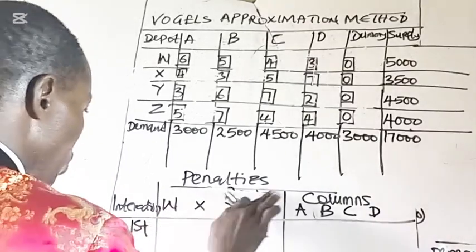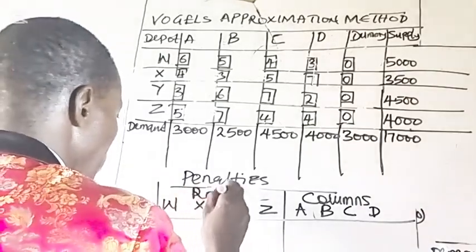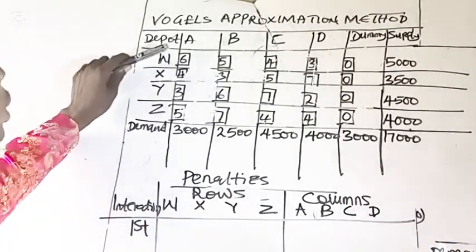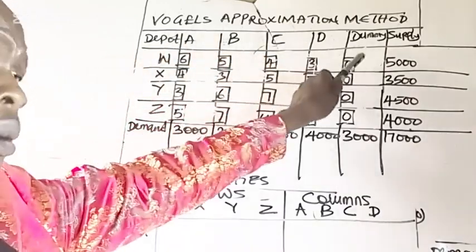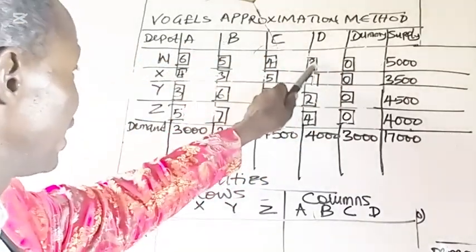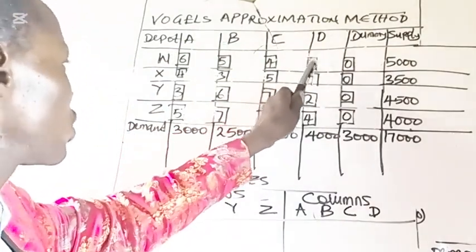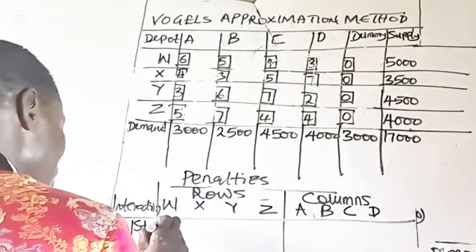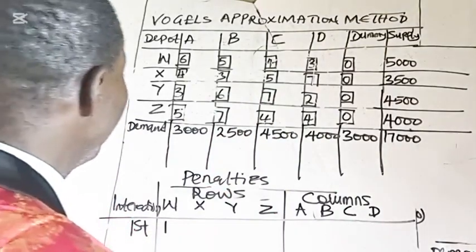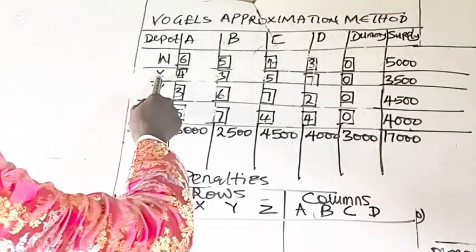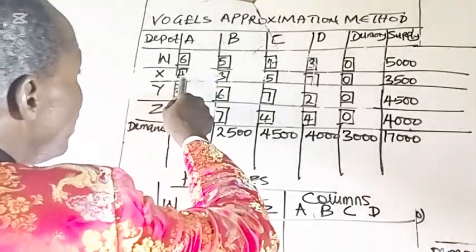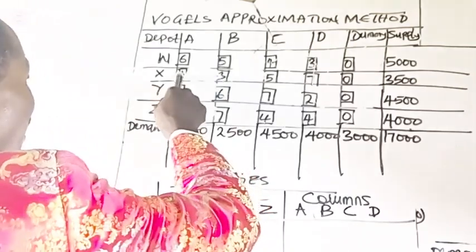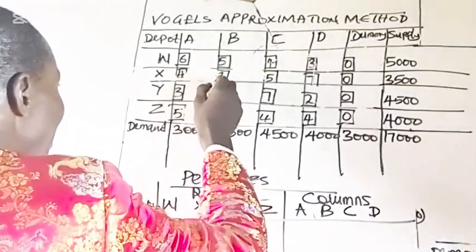So this is rows. The first row is row W. You look for the least cost, ignoring dummy. The least cost is 3. And the next least cost to that is 4. Therefore, 4 minus 3, that will be 1. The second, we have row X. The least cost in that row is 3 as well. The next least cost to that is 4. So we have 4 minus 3, that will be 1.